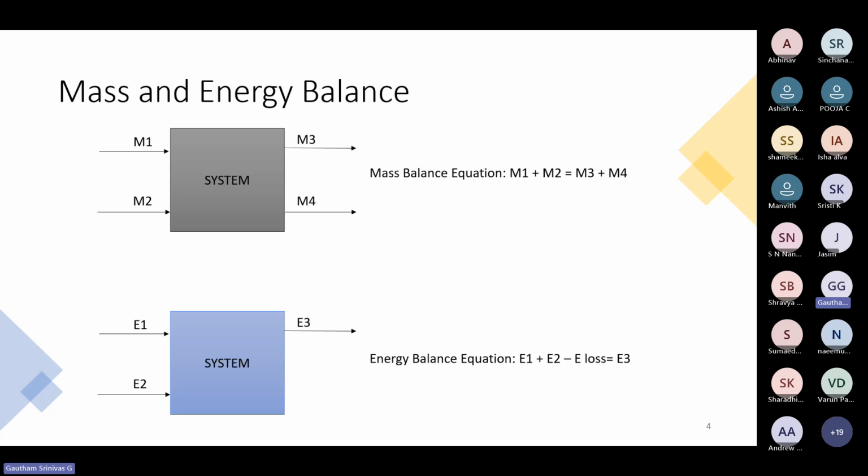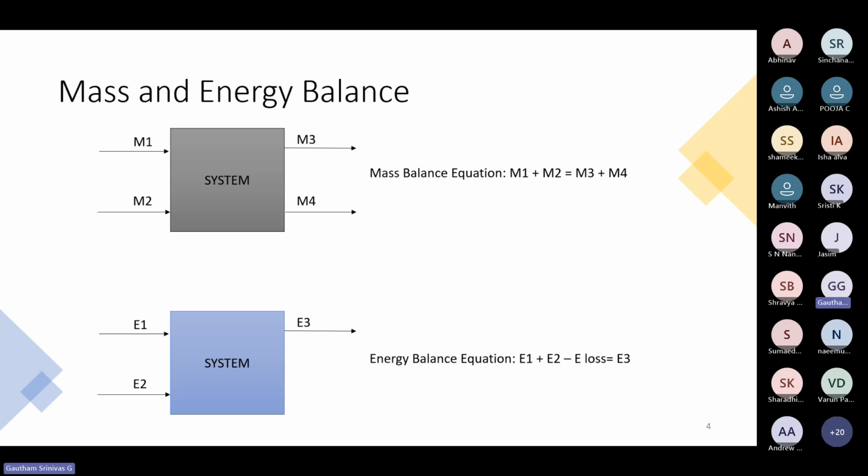So you have M1 and M2 going into the system, and M3 and M4 coming out of the system. This is mass balance. The mass balance equation is simply M1 plus M2 equals M3 plus M4. That's it, this is very simple.